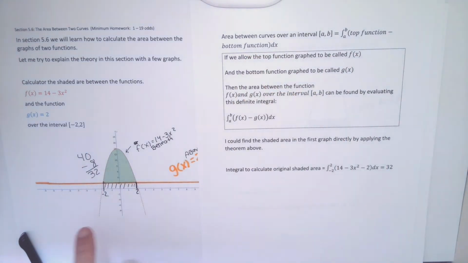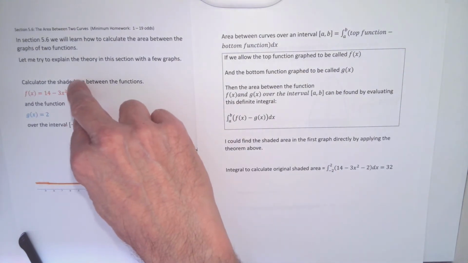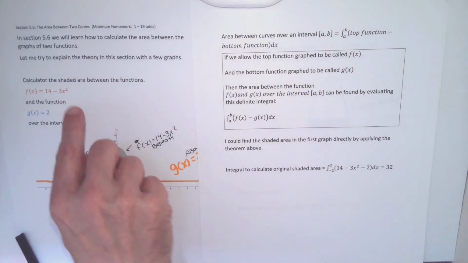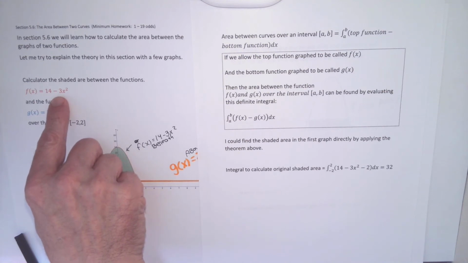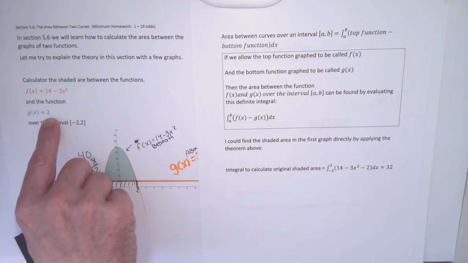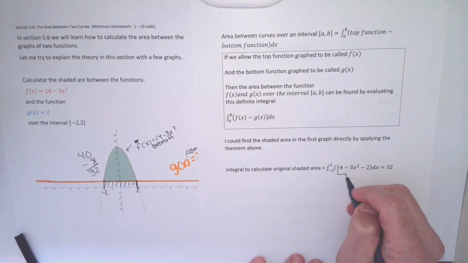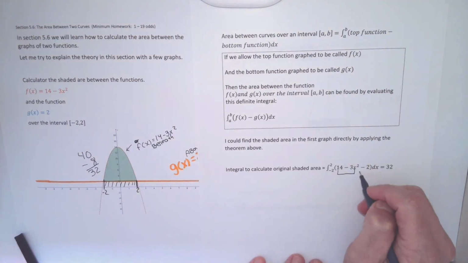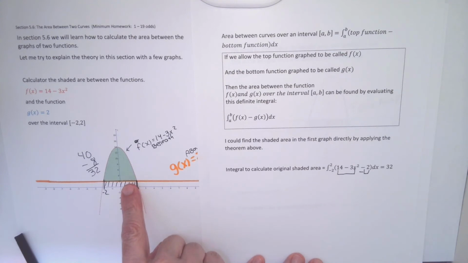In this particular integral, I'm integrating between these two curves here, I'm finding the area between these two curves. The function that's higher, or the top function, is 14 minus 3x squared. The function that's lower is the 2. If I just take the 14 minus 3x squared function, and subtract the 2 function, and integrate those in one integral, it's going to give me the net area without having to do all these separate integrals.